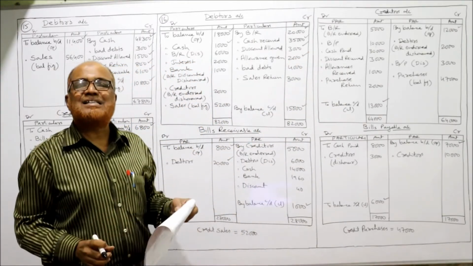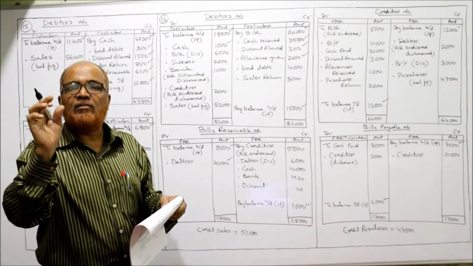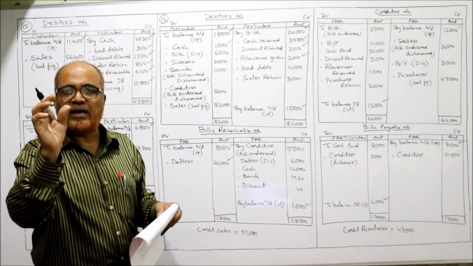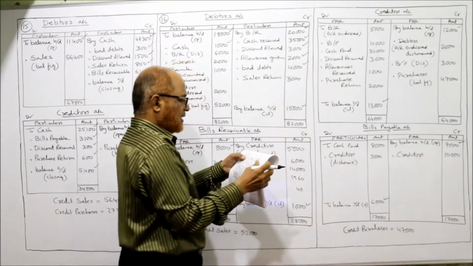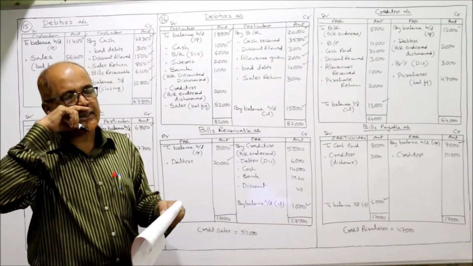Next comes bad debts written off. So the entry will be bad debts account debtor to debtors. So bad debts 4,000.